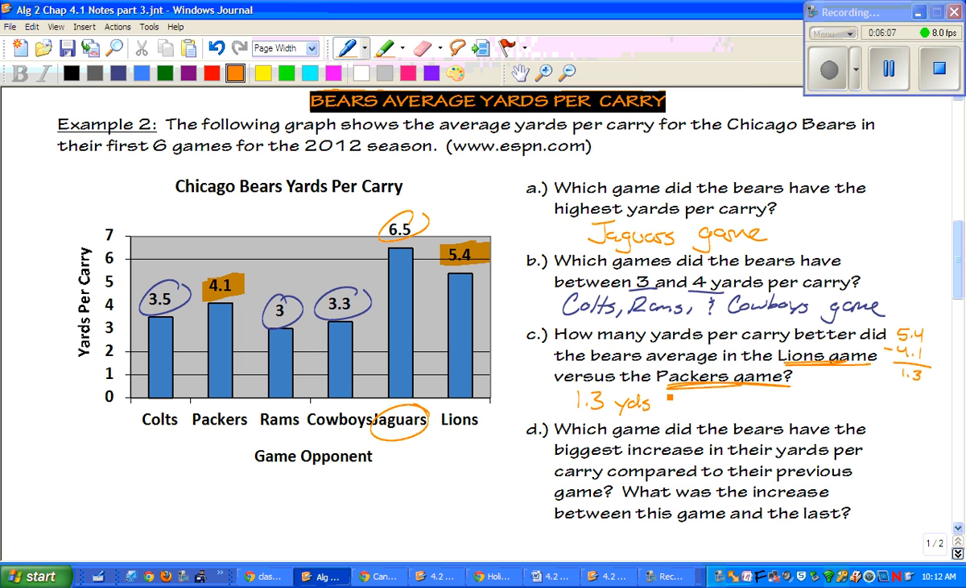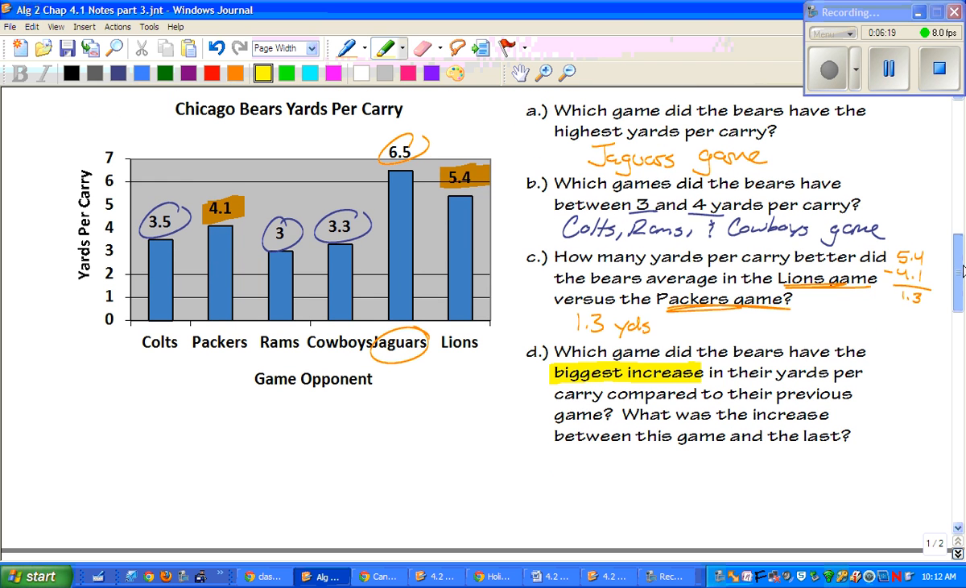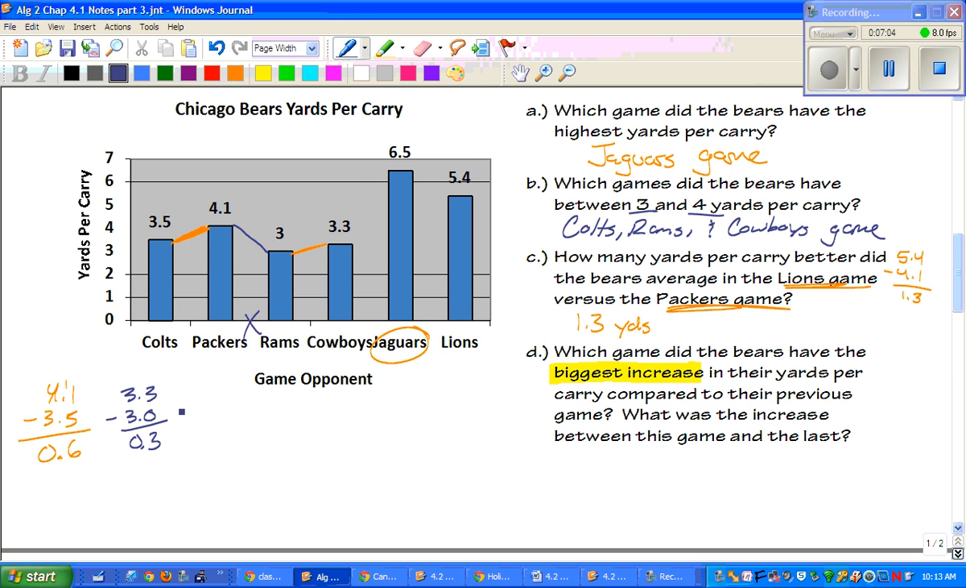And now the last one says, which game did the Bears have the biggest increase in their yards per carry compared to their previous game? And what was the increase between those games? Okay. So we want to know which ones had the biggest increase. Okay. That's an increase, so that's good. 4.1 minus 3.5. We want to know the difference between those numbers. We have to borrow, and we get 0.6. Okay. The next one is a decrease, so that game doesn't count. The next game, that's an increase, so we would do 3.3, and that's minus 3.0, okay? And we get 0.3. Okay.